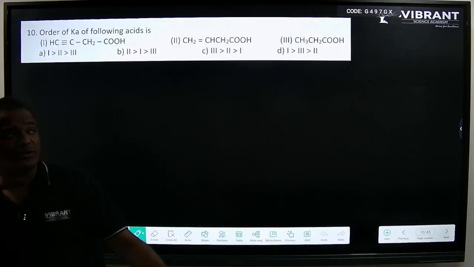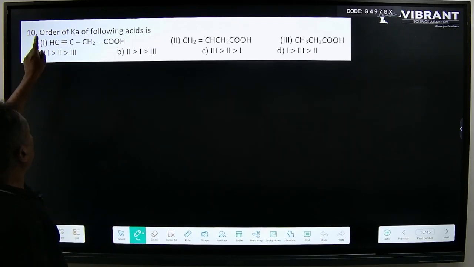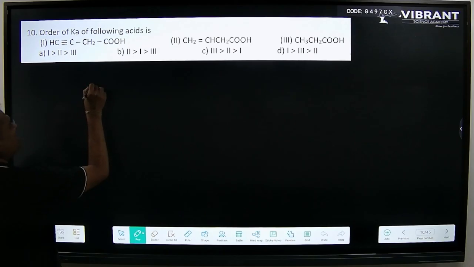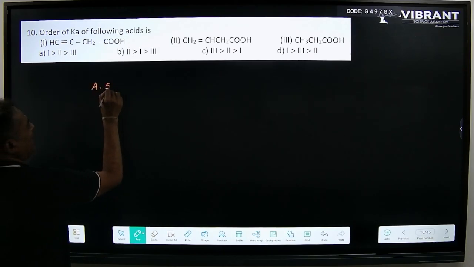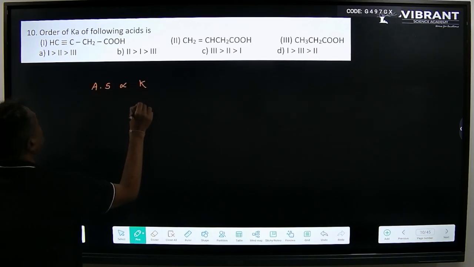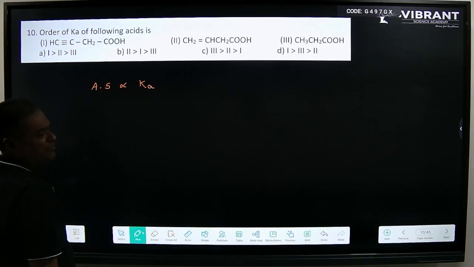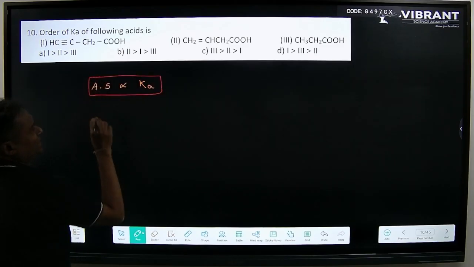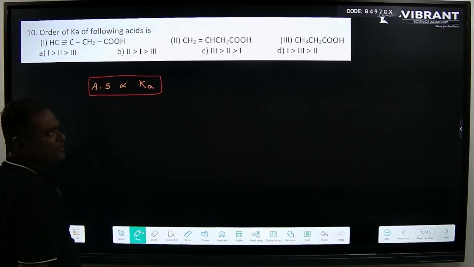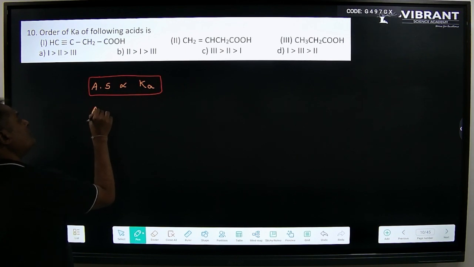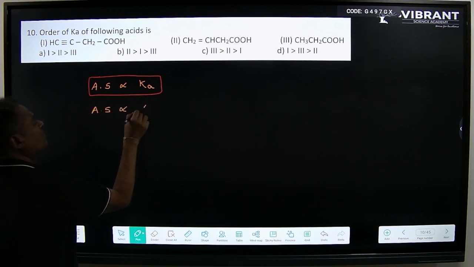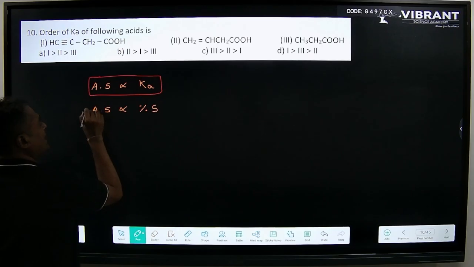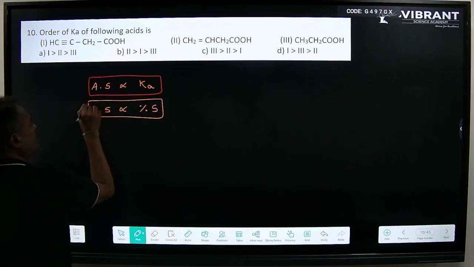Now, what have they asked? One of the very simple questions, child. Order of Ka of the following acids is. Now, basically, child, if you remember one of the concepts, acidic strength is directly proportional to Ka, which is called the dissociation constant of acid. Now, the one which will be most acidic in nature will have a higher Ka value. One more important point, child, if you remember, acidic strength is directly proportional to percentage of s character. So, the more the percentage of s character, the more is the acidic strength.